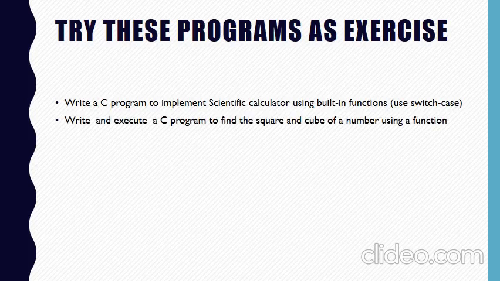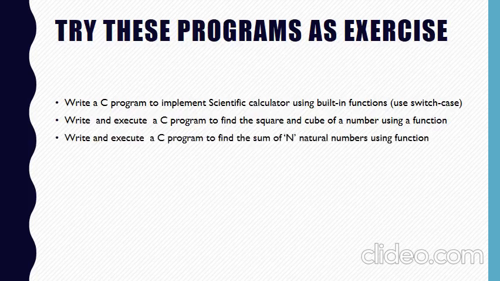Next program is to find the square and cube of a number. So you have to find the square of the number and also the cube of the number. Here you can use two different functions: one function for square, one function for cube. After that you calculate them. You can use any function prototype as you wish.